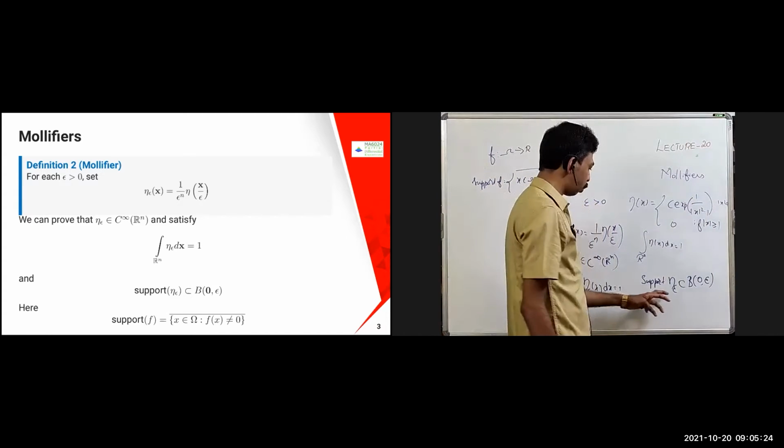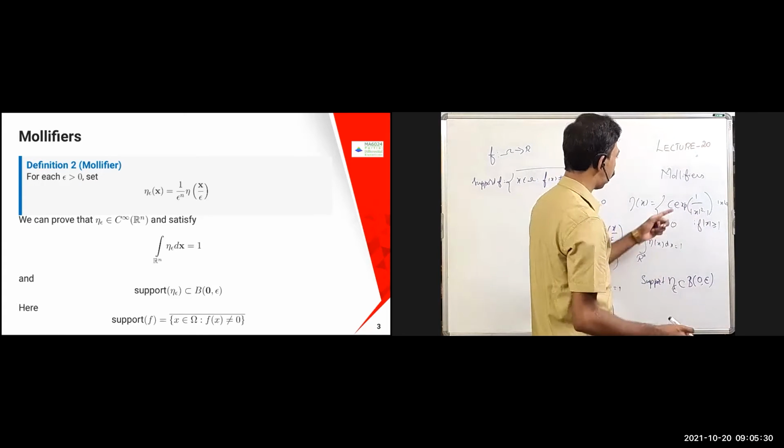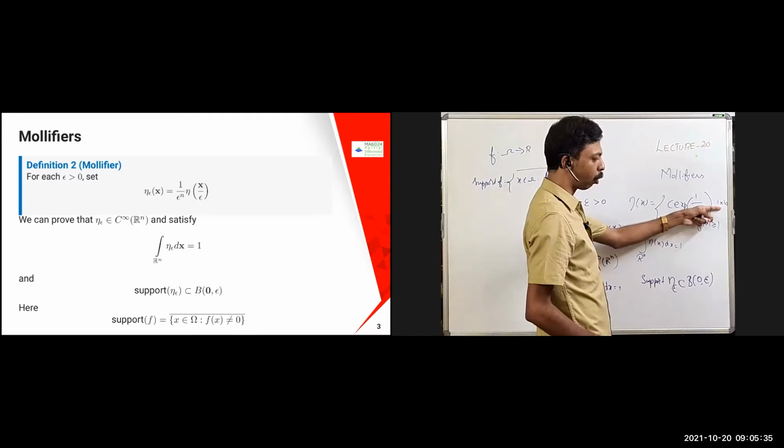So here you can prove that the support of eta epsilon is going to be a subset of B of 0 comma epsilon, because once you take this eta epsilon, the domain is going to be mod x less than or equal to epsilon.